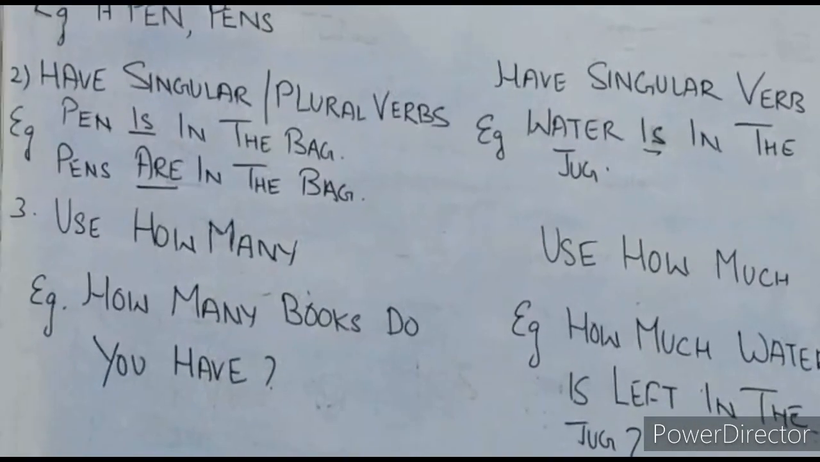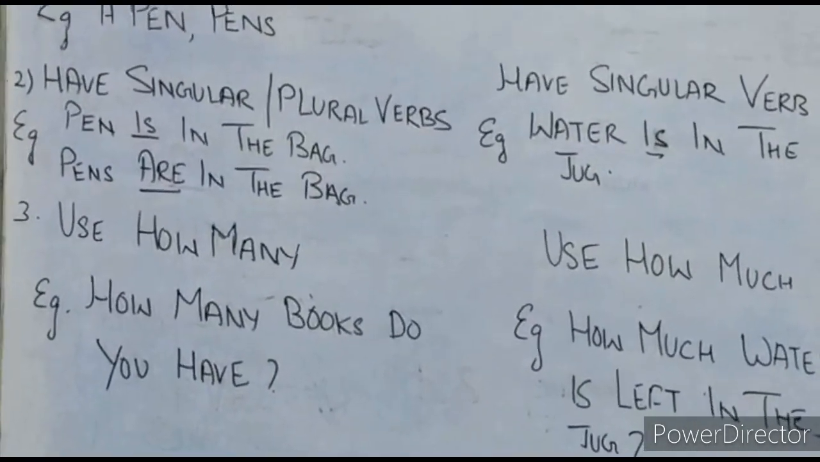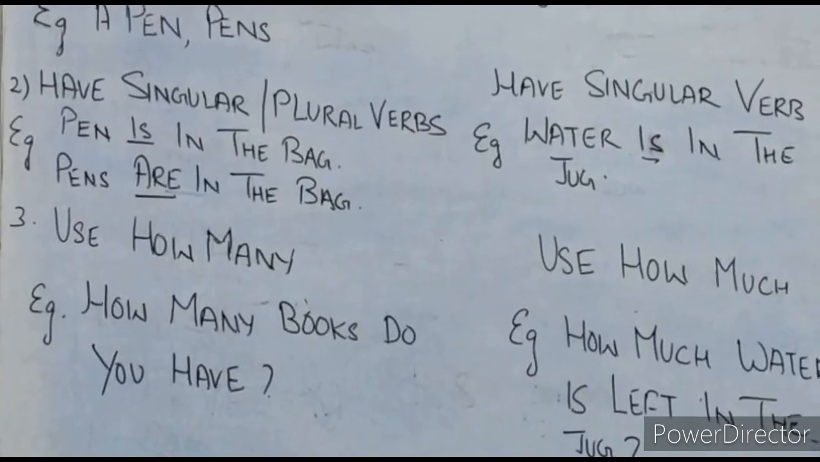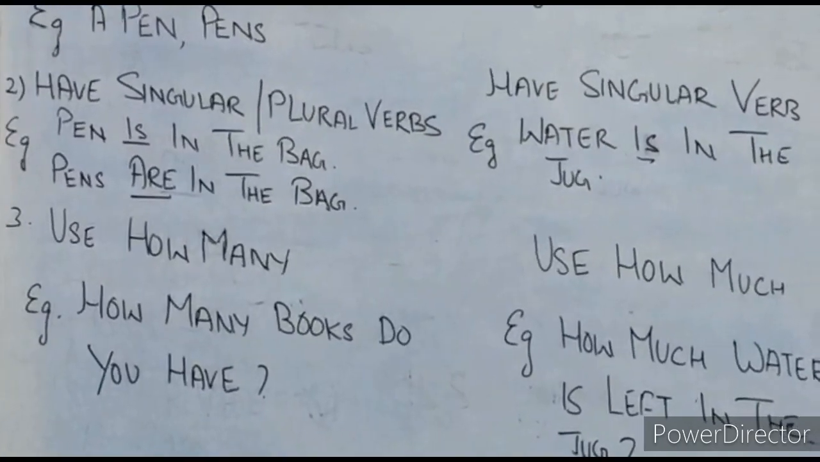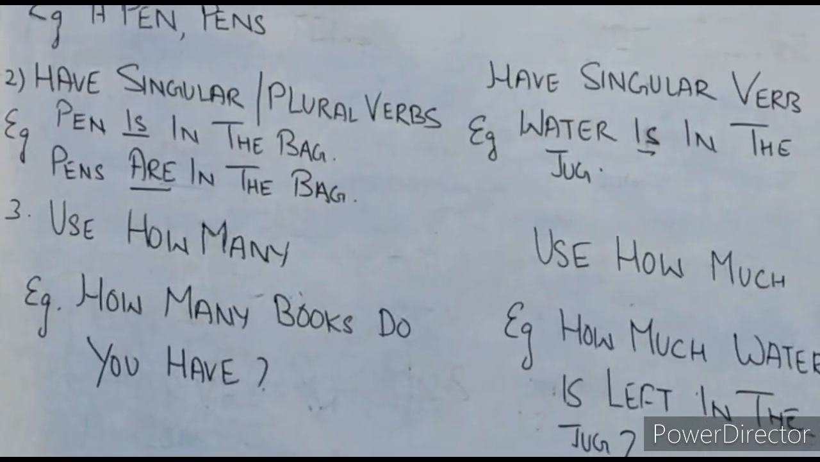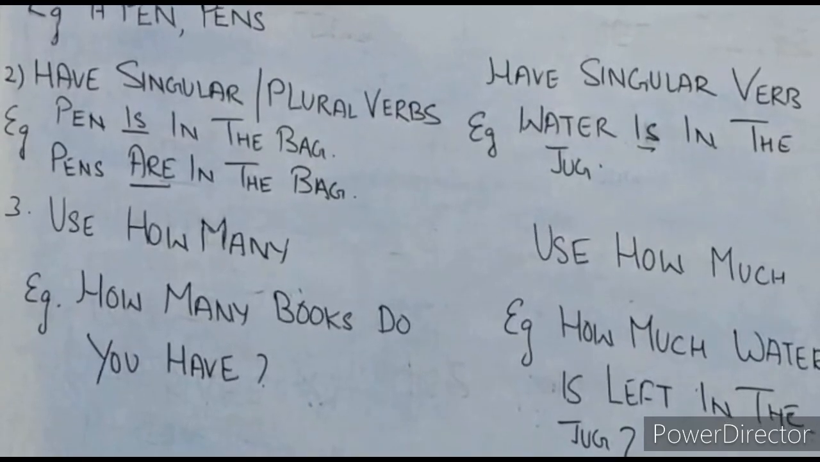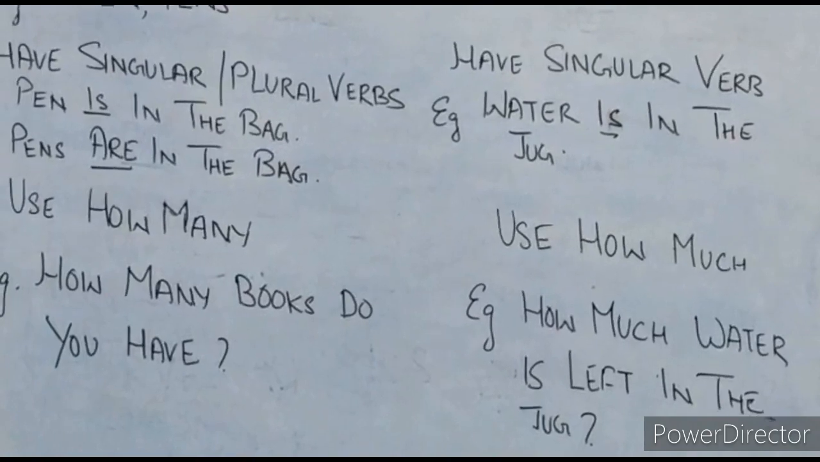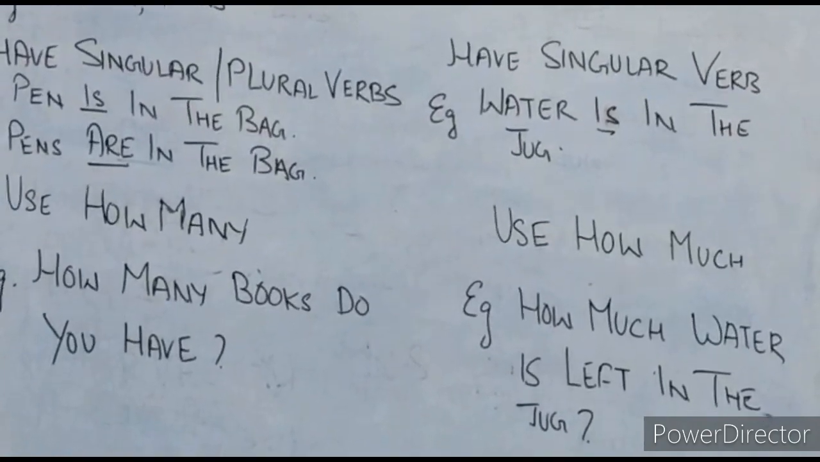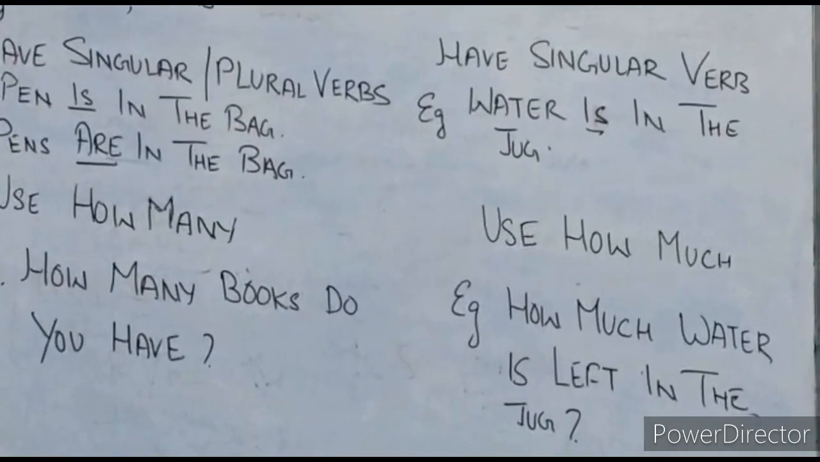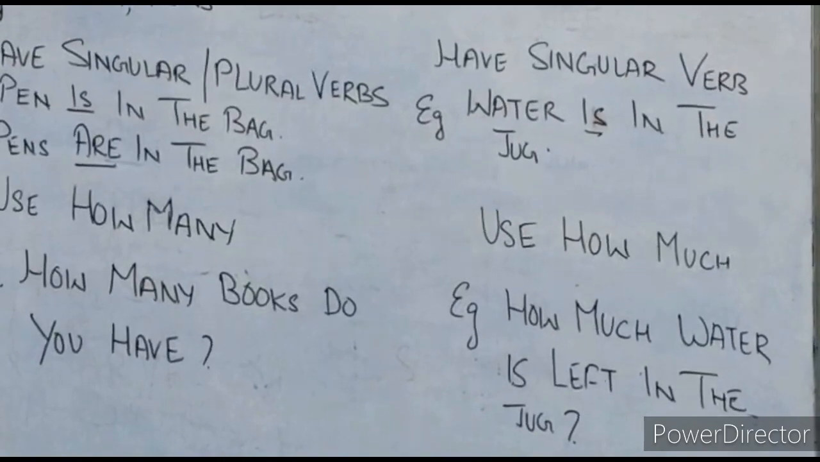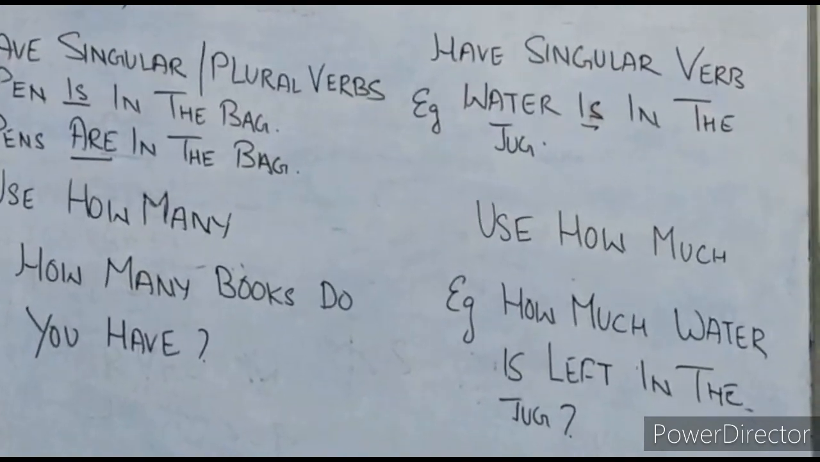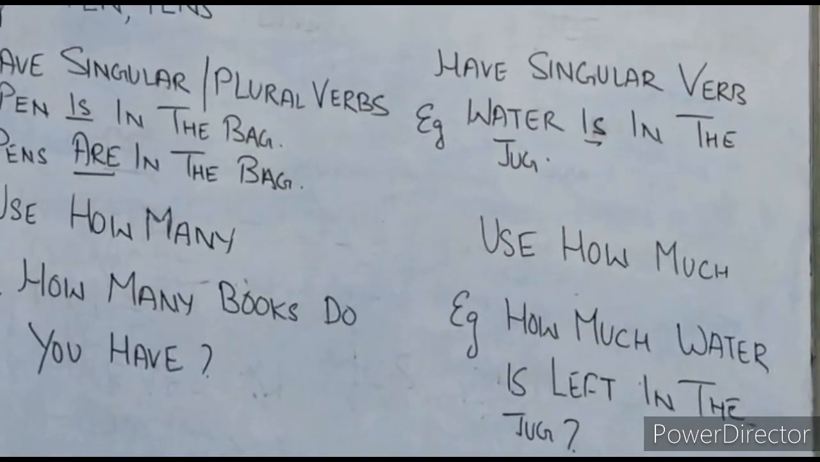Now see the third point. In countable nouns, we always use how many. For example, how many books do you have? How many dresses do you have? But in uncountable nouns, we use how much, that is approximate amount. How much water is left in the jug?